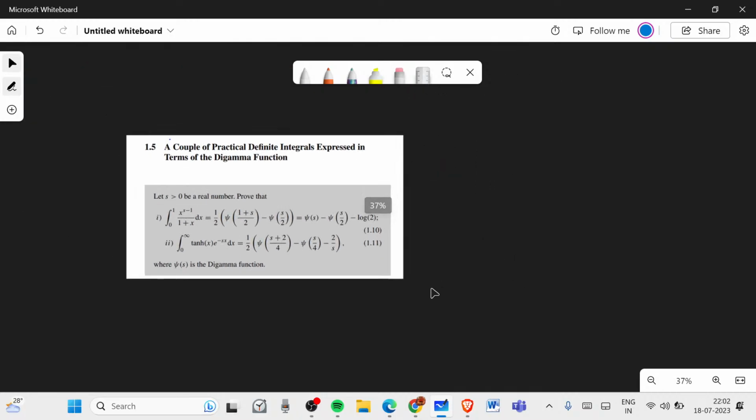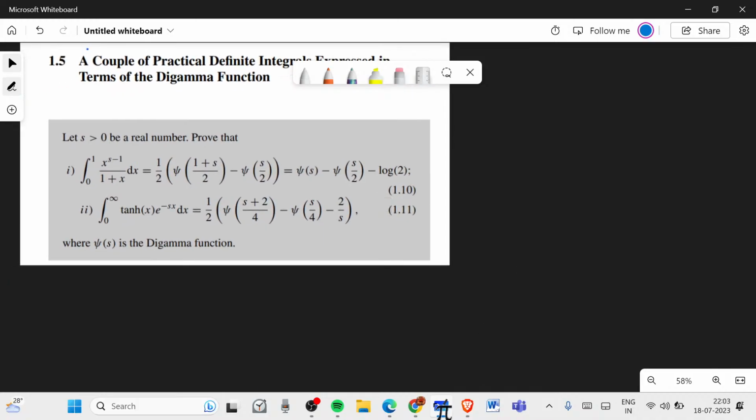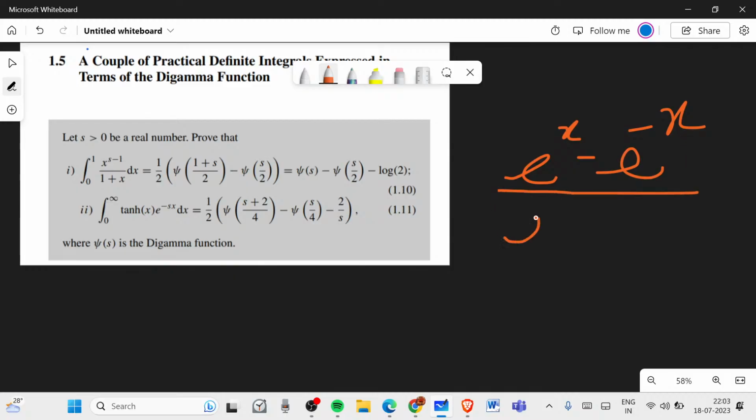Okay. I precisely don't know what the digamma function is, so not my mistake. Anyways, let's solve this one as well. As far as I can remember, tanh x is. So what do you think? If anyone of you can comment that it's good that I've gone live without knowing anything.